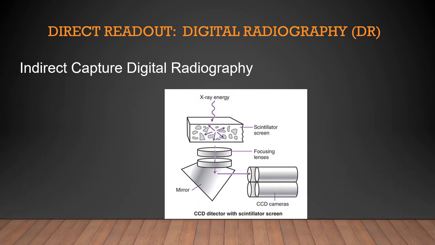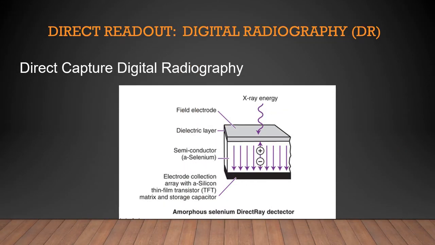Indirect capture digital radiography absorbs X-rays and converts them into light. The light is then collected by an area charge coupled device, complementary metal oxide semiconductor, or a thin film transistor, and then converted into an electrical signal that is sent to the computer for processing and viewing. This is indirect capture. Direct capture converts the incident X-ray energy into an electrical signal, typically using a photoconductor as the X-ray absorber, and sends the electric signal to a TFT and then to an ADC, which is an analog to digital converter. The ADC signal goes to the computer and processes for viewing.